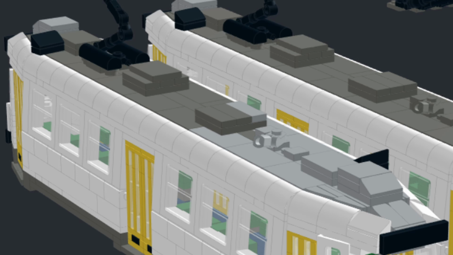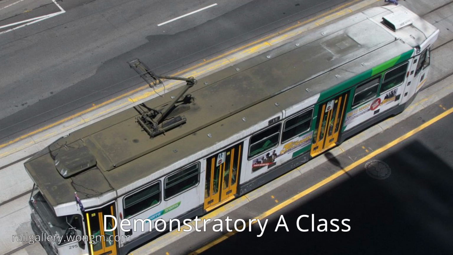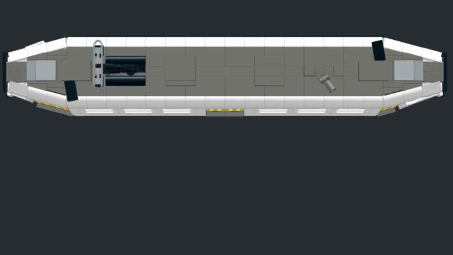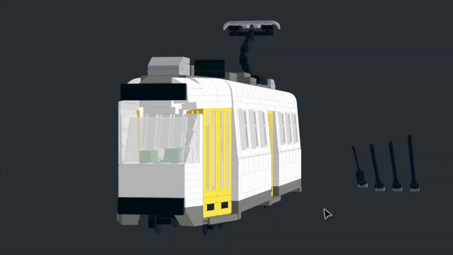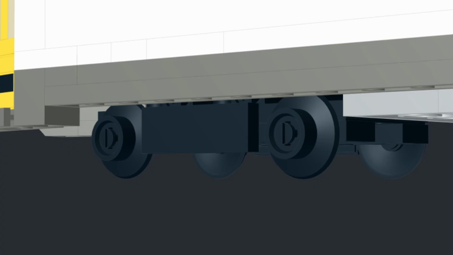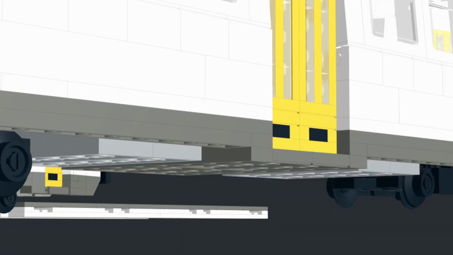I also experimented with weathering the roof by making it darker around the pantograph, like you would see in real life, but the way I did the effect looks subpar at best, so I scrapped it. This is the first tram that I've designed that I've added undercarriage details to, excluding bogies. It's not impressive in any regard, being only 4 bricks, but it's still a nice touch.